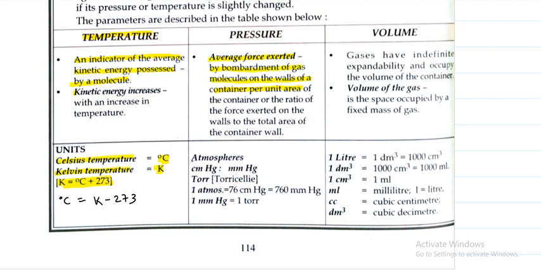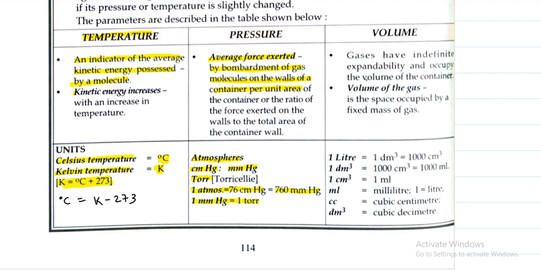Now what is the unit? The unit for pressure is atmosphere. Next one is centimeter mercury or millimeter mercury, torr. These are the three units. Now remember, if you want to convert, 1 atmospheric pressure is equal to 76 cm of mercury or 760 millimeter of mercury. Okay, and 1 millimeter of mercury is also known as 1 torr. So this you have to remember.